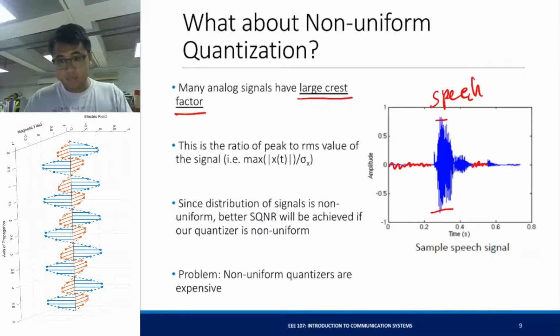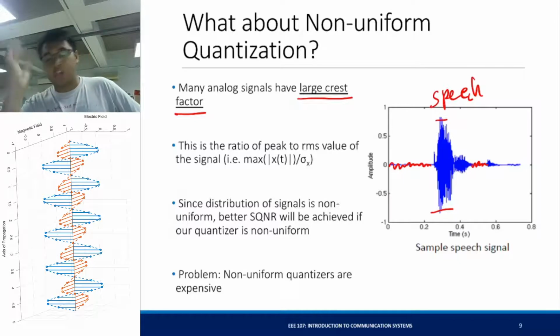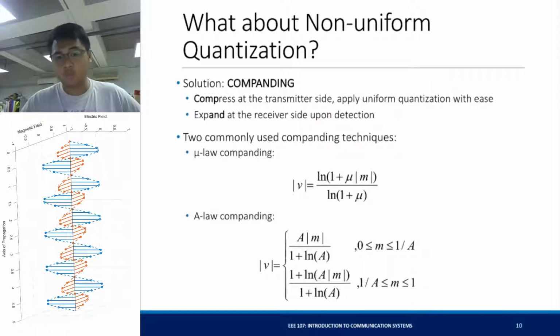And with that, we can represent the smaller signals, right? If we expand the smaller signals, and compress the larger signals, we're able to fully represent a signal with a large crest factor. The problem is, if you try to design a non-uniform quantizer and implement it, it's actually very expensive. So a cheap solution to this is companding. You compress the signal if it's very large, and you expand it if it's very small. And there are two commonly used companding techniques for that, the mu law and the A law.